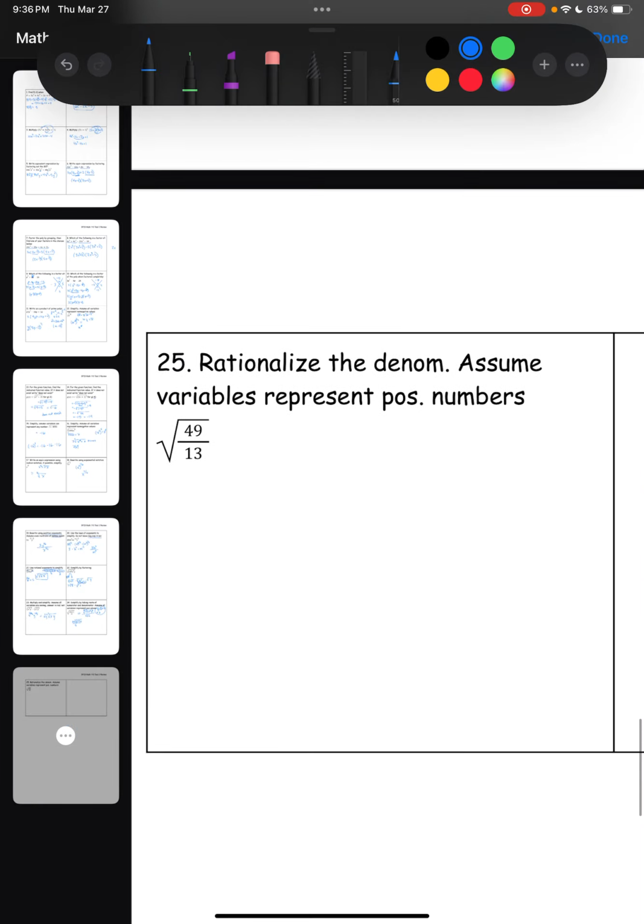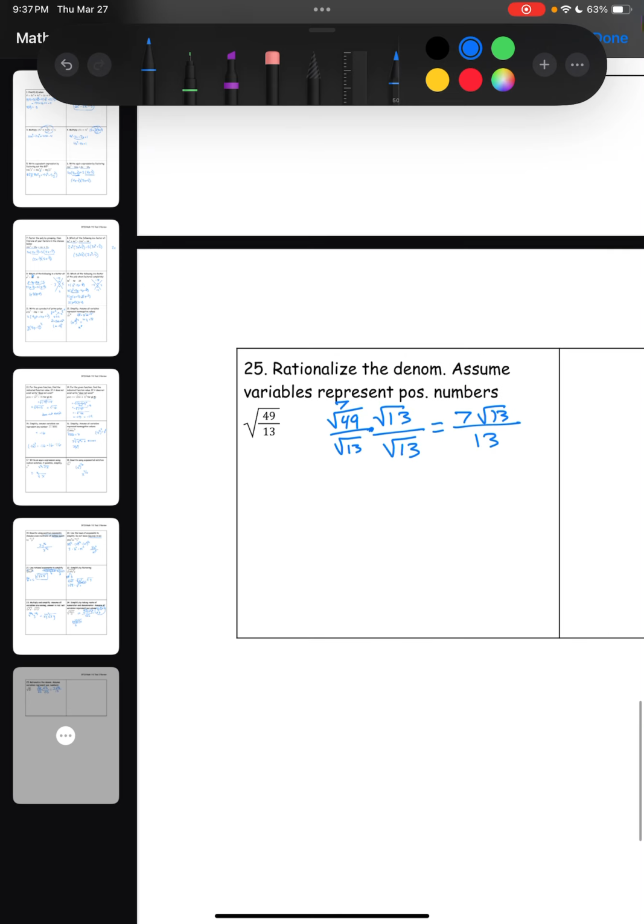Alright, our final one, rationalize the denominator. So this is where we want to see it's 49 over square root of 13. So we're going to multiply by square root of 13, right? To get us the wonderful fraction, right? Which this is actually just 7. So 7 cube root 13 over just 13. So yeah, that is your review for test 3.